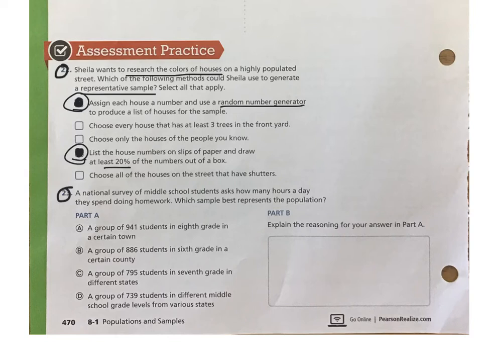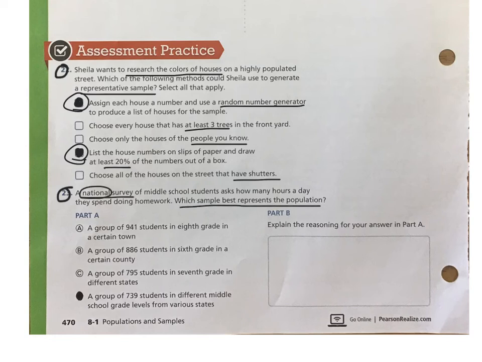What you don't want to do is select houses that meet only certain criteria, at least 3 trees in the front yard, people that you know, or only the houses that have shutters. Those will restrict the houses that are in your list and really have nothing to do with the color of houses that you're looking to try to find more out.